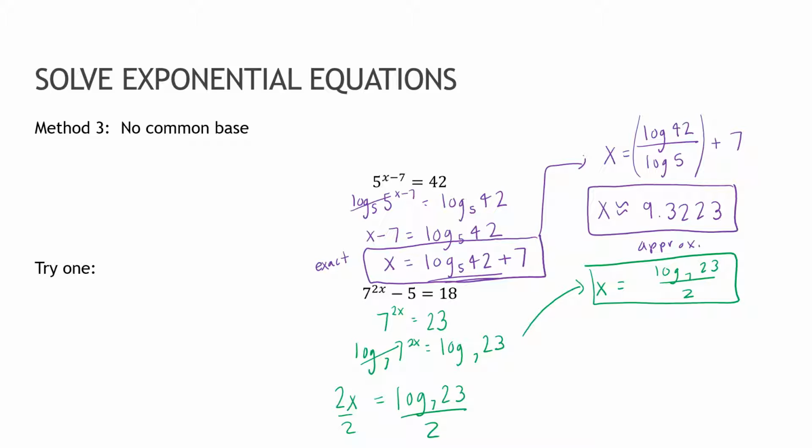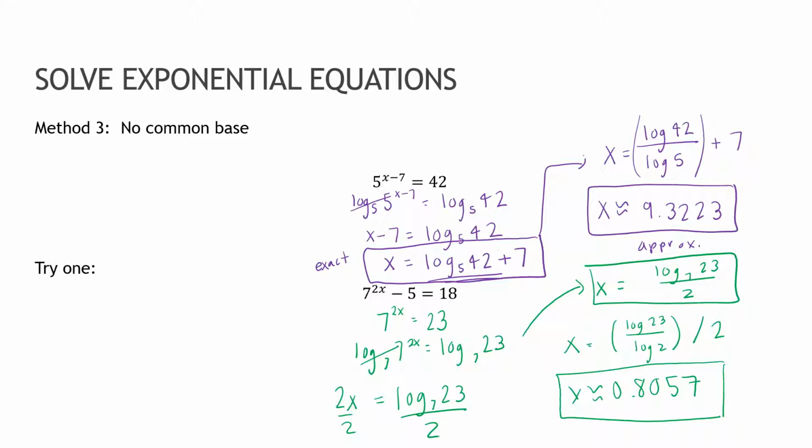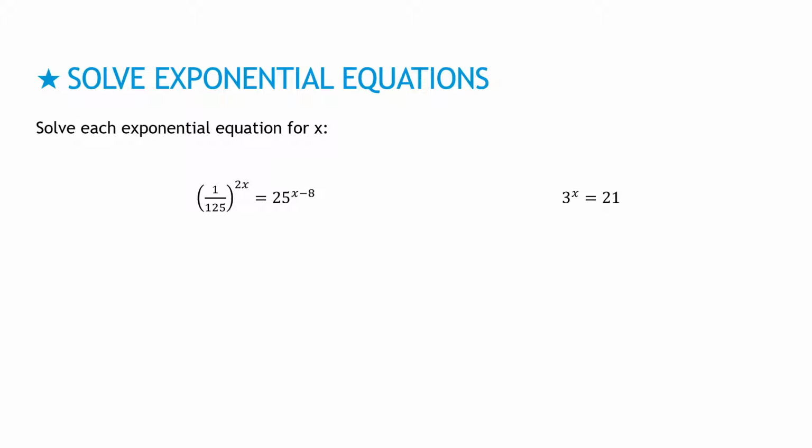If they wanted an approximate answer in my calculator, I would first take log of 23 divided by log of 2, and then without rounding I would then divide that by 2, and when I do that I get approximately 0.8057. So again, exact answer versus approximate answer. So we've used 3 different methods. I'm not telling you which method to use on any of these, but press pause, try these questions, then press play to see how you did.